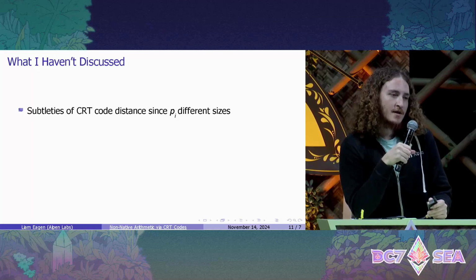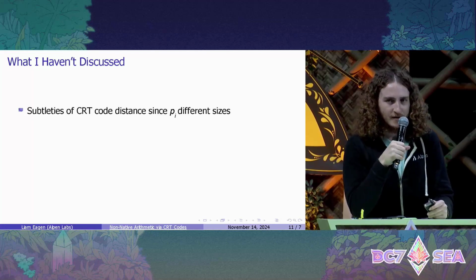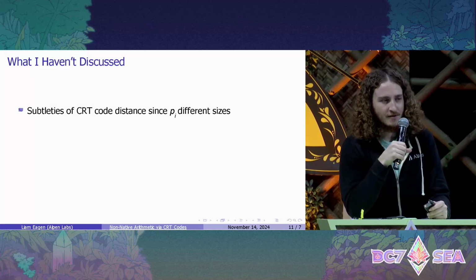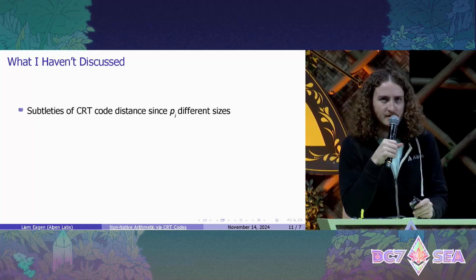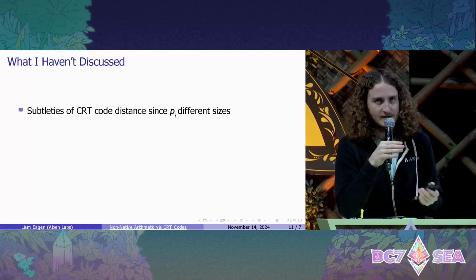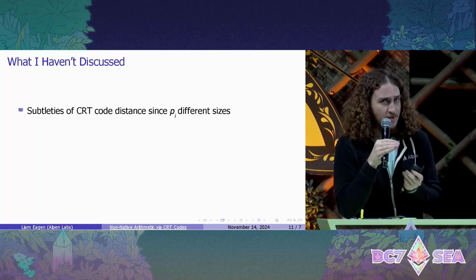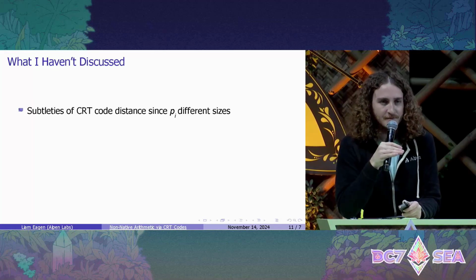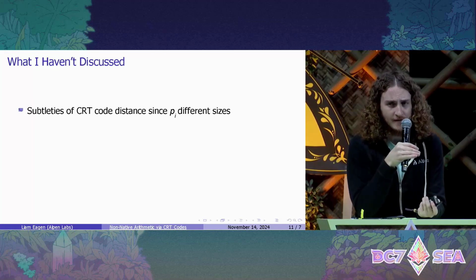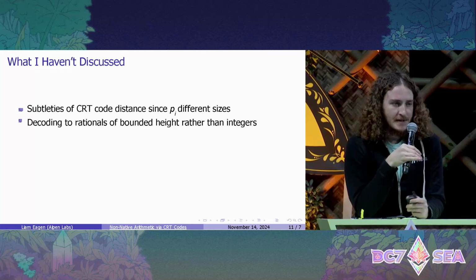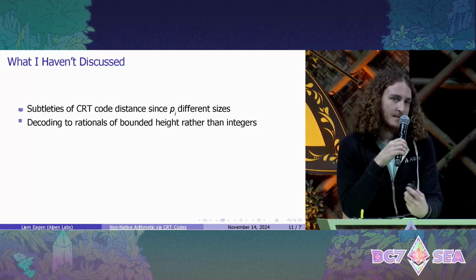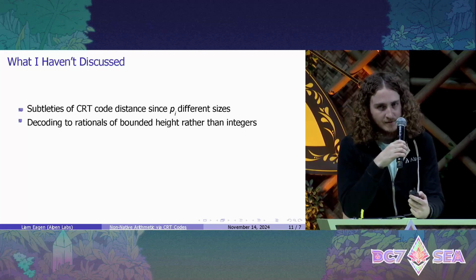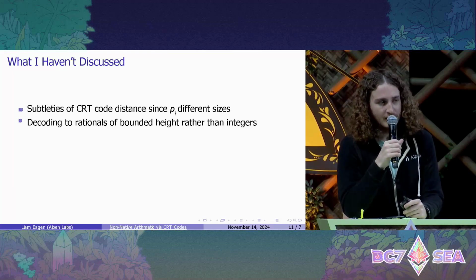So yeah, just some overview of the things I haven't talked about in this talk. I mentioned a little bit that for CRT codes, the notion of distance is a little bit subtle, especially if the primes are not all the same size. Every prime is of a different size, so you have to account for that. It's not a fundamental problem, it's just a little more complicated. As well, I mentioned this decoding to rationals rather than integers, which in some applications is fine. It might not always be fine, so we have to work that out as well.